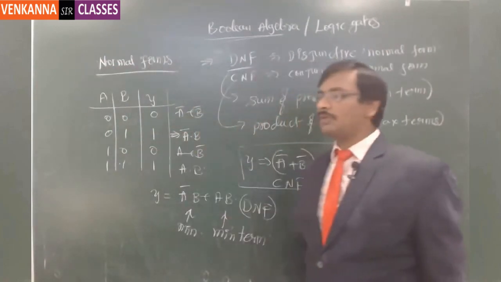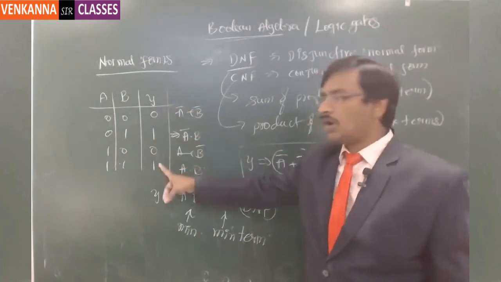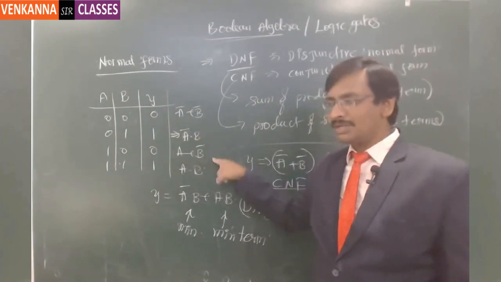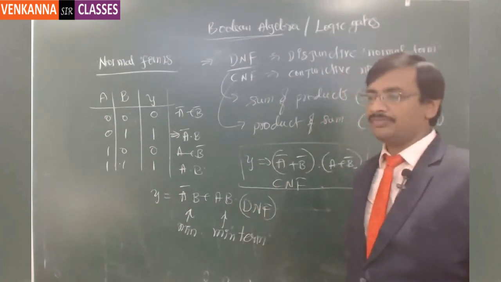So whatever the number of inputs may be, you have to worry only about the outputs. Wherever the outputs are 1, you construct a min term there and then add all the min terms together so that you can get the resultant output there.